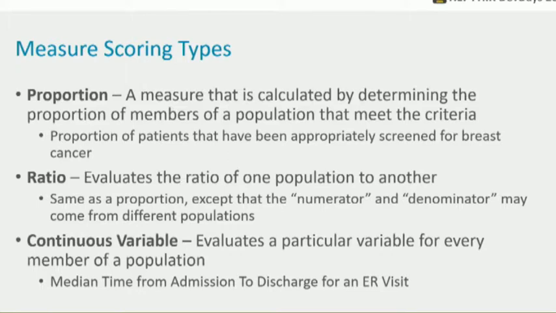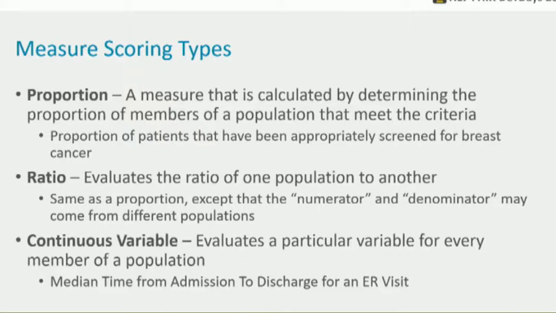These are standardized approaches to characterizing the measurement to make it easier to do analysis and comparison between measures. So a proportion measure is just, I've got a numerator and a denominator. It's just a rate, and I cast the measurement in terms of that rate. An example is the proportion of patients that have been appropriately screened for breast cancer. A second type is a ratio. It's very similar to a proportion, but I can actually have different criteria and members for numerators and denominators.